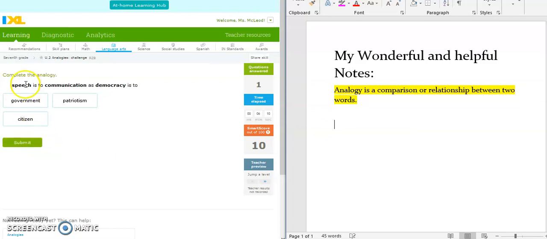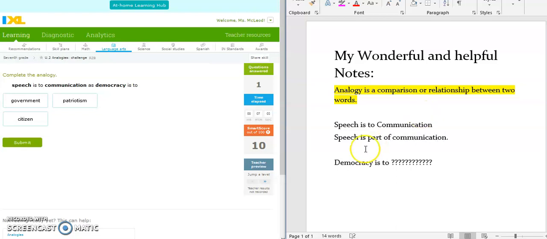All right. Speech is to communication as democracy is to blank. So speech is to communication. And then we want democracy, which is the right to have a vote and a say in things, is to what? So speech, let's break down speech to communication. Again, speech is one part of communication. So speech is one part of communication.